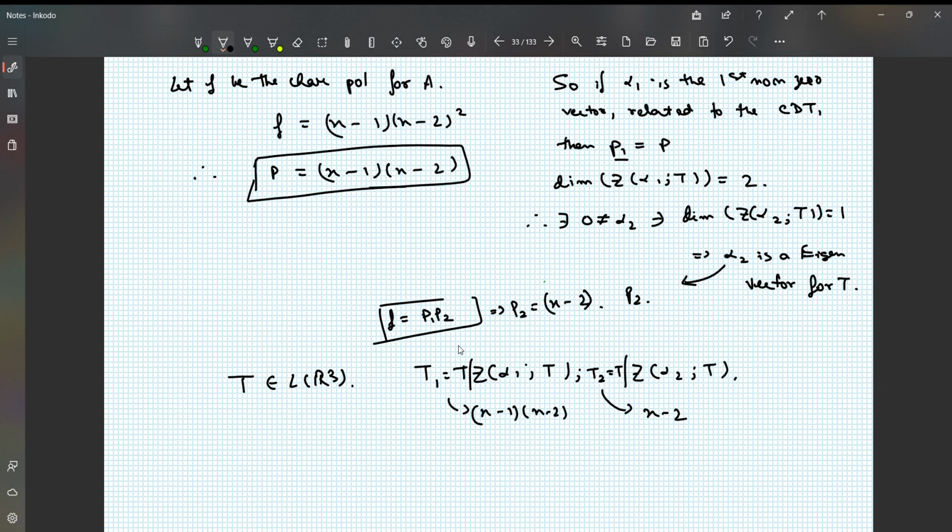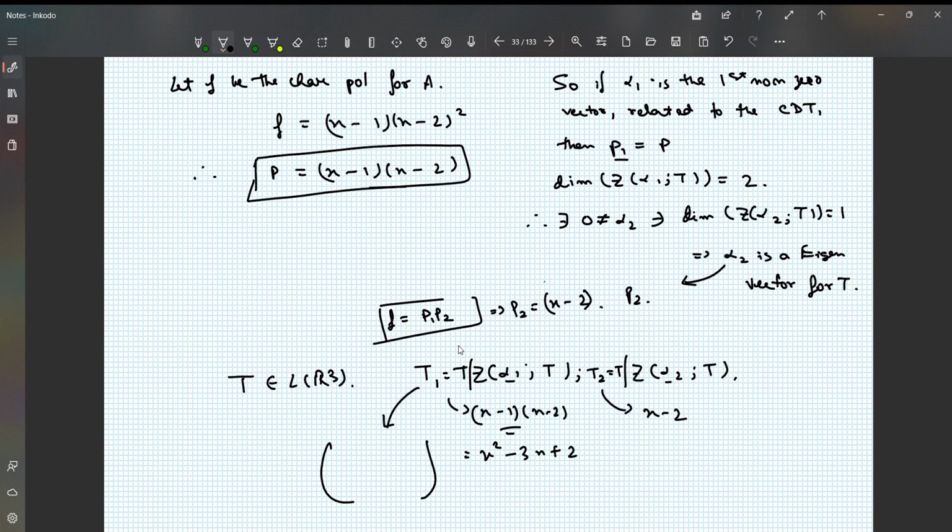So T1 has a cyclic vector, right? T1 has a cyclic vector alpha 1, T2 has a cyclic vector alpha 2. So T1 has a representation of the companion matrix of its minimal polynomial. The minimal polynomial is this. We can expand this to write it as x squared minus 3x plus 2. So the companion matrix representation should be of the form.